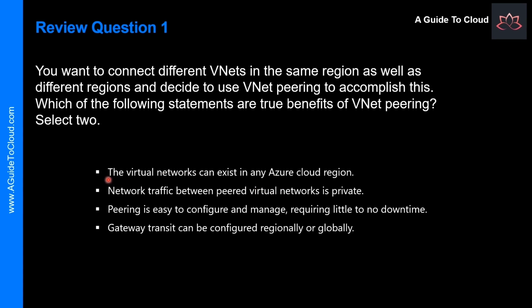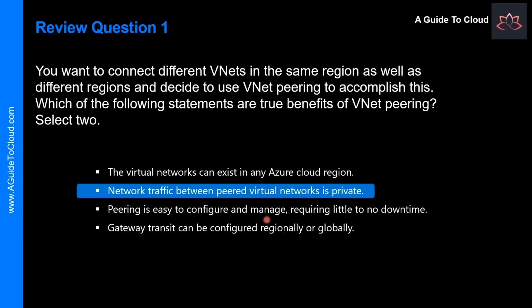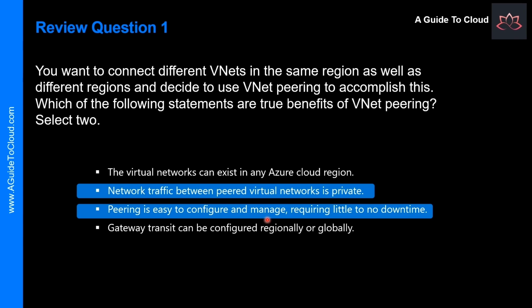The first statement is the virtual network can exist in any Azure cloud region. That is not true. The virtual network cannot exist in any cloud region. The second statement is the network traffic between peered virtual networks is private. Absolutely true. Peering is easy to configure and manage and requires little to no downtime. Absolutely correct as well. It's super easy to configure VNet peering. And the last statement is gateway transit can be configured regionally or globally.